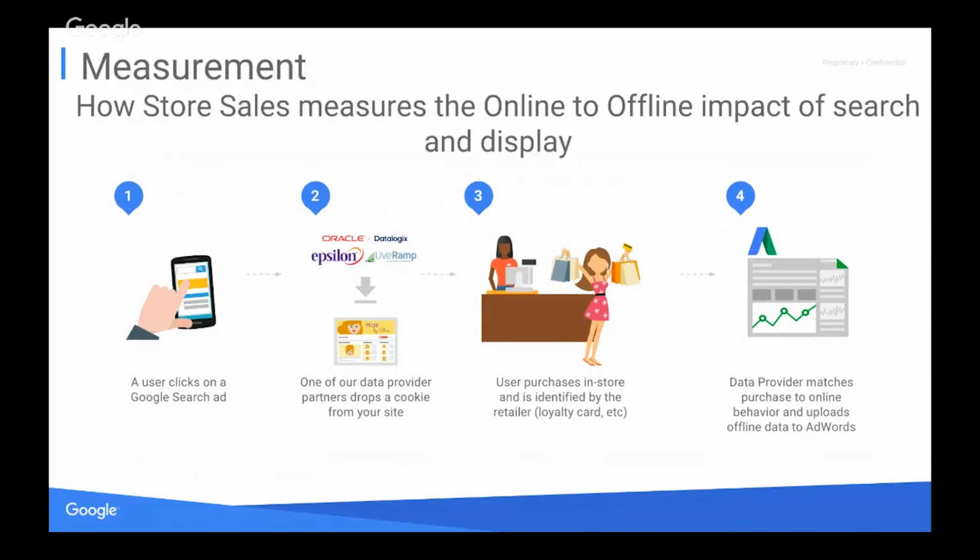Now, store sales possibly provides an even more robust method of measuring offline purchases. Advertisers could partner with a third-party data provider who would match them up with loyalty card information based on the online activity. The user can click on the ad, and the data provider cookies that user based on the advertiser site. Now, if the user purchases in-store and uses the loyalty card, the data provider is able to match the purchase from the user with their online behavior and pass that data back into AdWords. Advertisers can then extrapolate the observed conversions to the total conversions based on how many users have a loyalty card, as well as how the data provider matches customers.